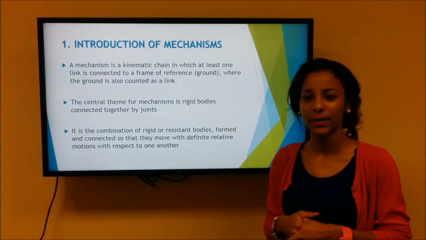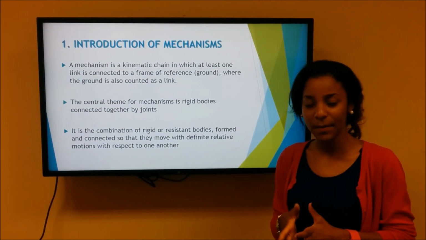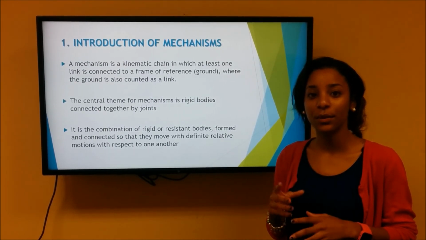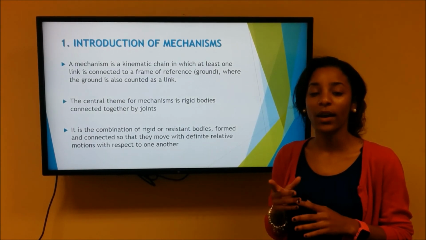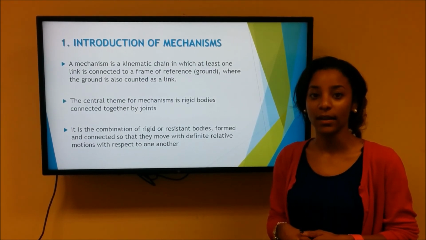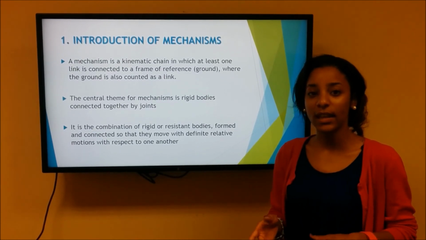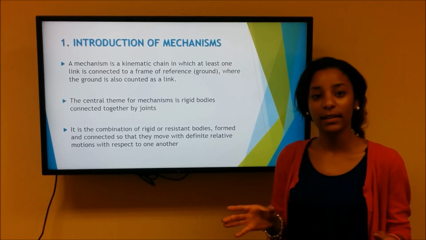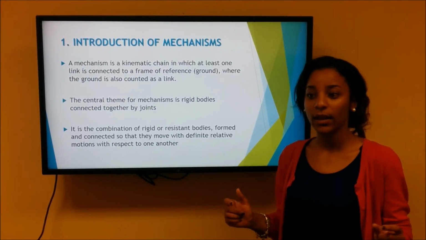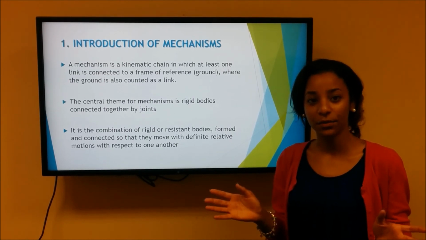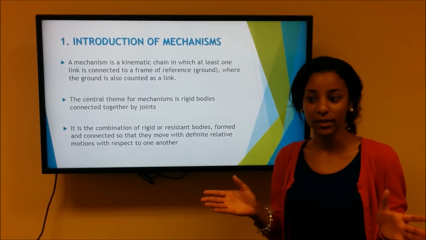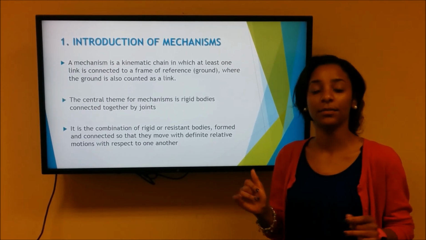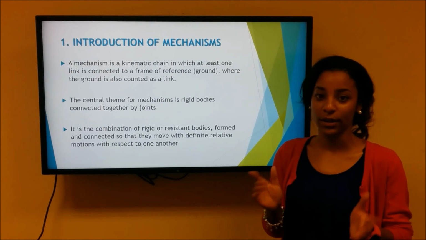What are mechanisms? A mechanism is a kinematic chain in which at least one of the links is connected to a frame or ground, where the ground is also considered to be a link. The central theme for mechanisms is that it has rigid bodies connected together by different joints. It is a combination of all of these different rigid bodies and joints, formed and connected so they will move with definite relative motions with respect to one another.